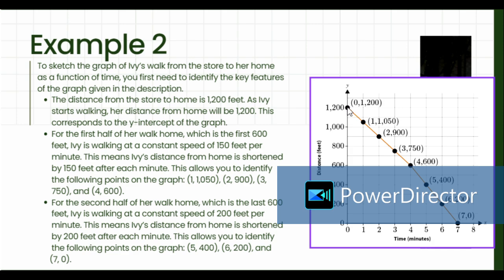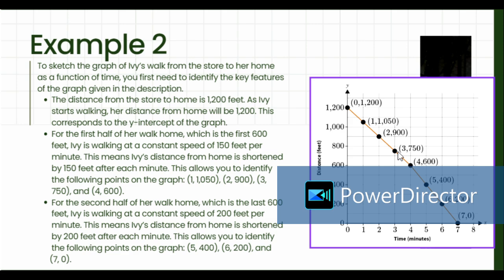For the first half of her walk home, which is the first 600 feet, so until we hit this point, Ivy is walking at a constant speed of 150 feet per minute. That means she's going to drop 150 feet for every 1 minute, because this is a negative slope. This means Ivy's distance from home is shortened by 150 feet after each minute.